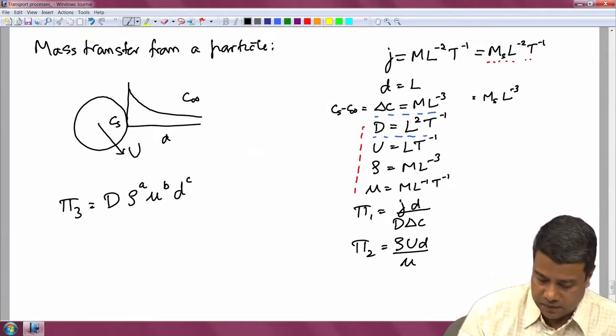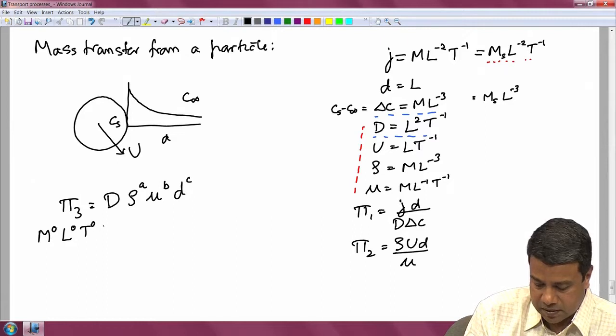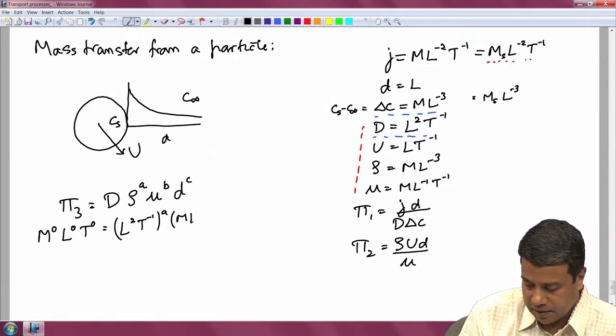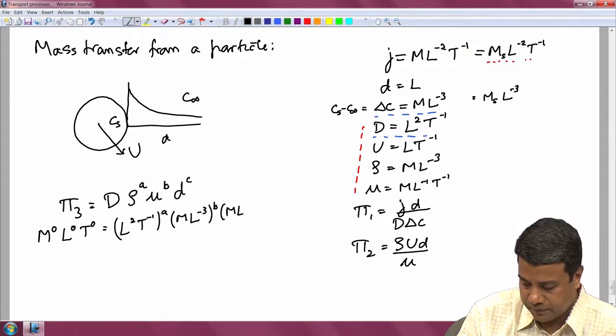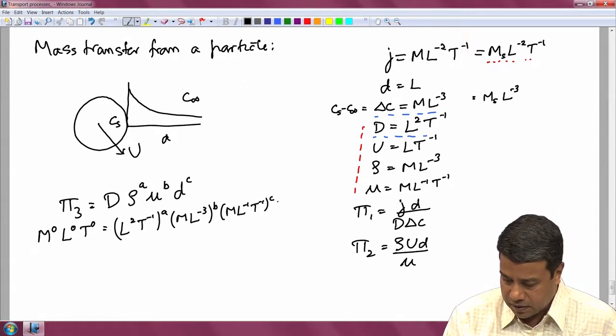So once again M^0 L^0 T^0 is equal to L squared T inverse to the power A, M L^-3 to the power B, and C, I am sorry.